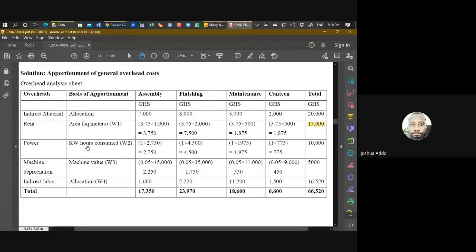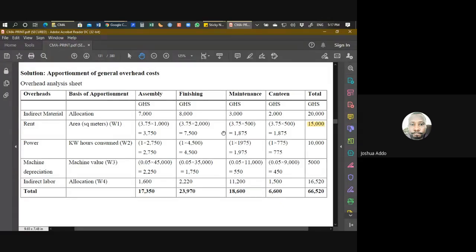Okay, so let's make progress. For the power, this is how it works. The power cost per kilowatt hour was 1 cedi. So every kilowatt hour that you have consumed as a department, you'll be charged 1 cedi. Assembly has consumed 2,750. You'll be charged 1 cedi for each of those hours, and that will be 1 times 2,750, giving us 2,750. And it runs through like that for all of the departments.